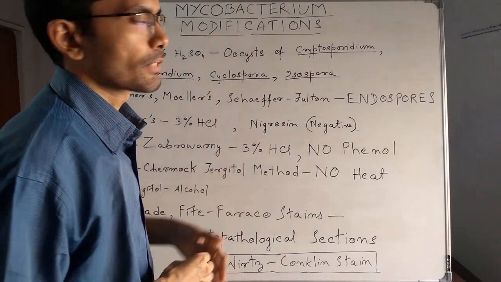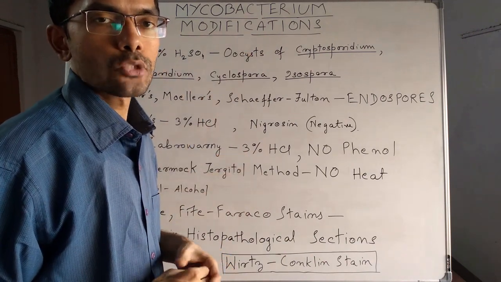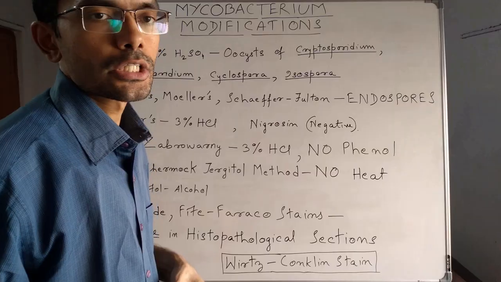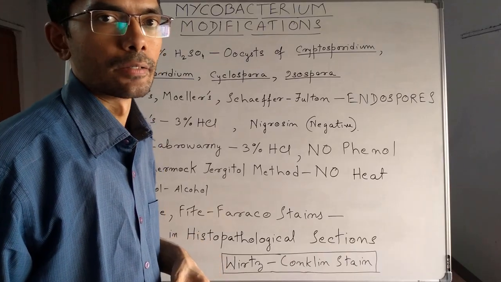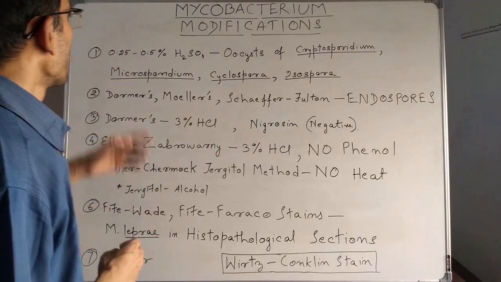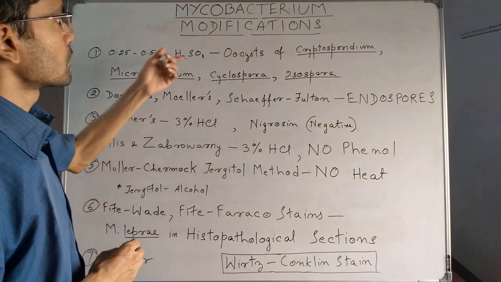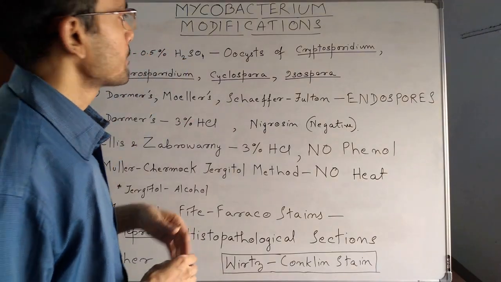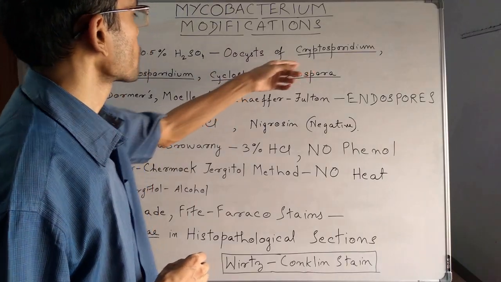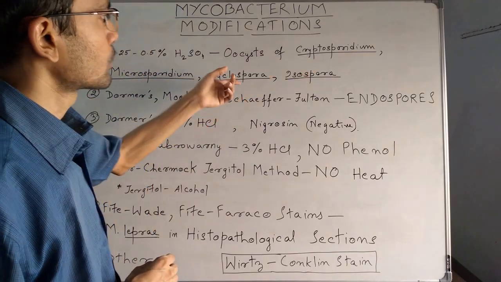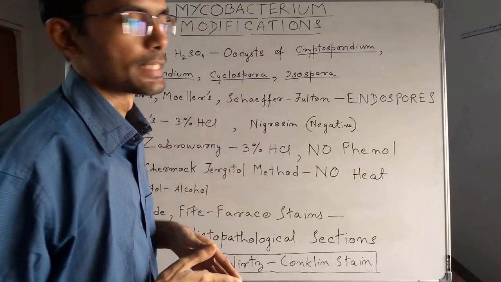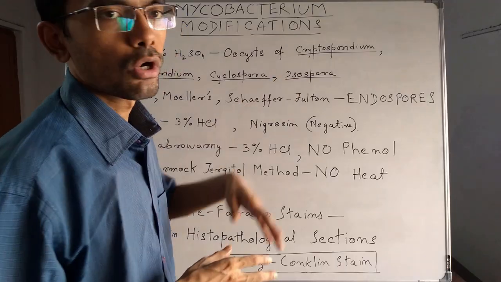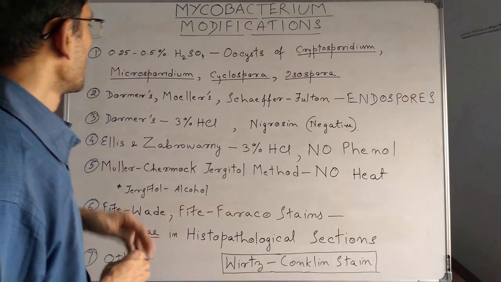These are some other modifications of Zn stain. As we saw earlier, reduced concentrations of sulfuric acid in the decolorizer widens the scope of Zn stain. Similarly here, 0.25 to 0.5% sulfuric acid in the decolorizer helps us stain oocysts of Cryptosporidium, Microsporidium, Cyclospora and Isospora. These are all unicellular parasites. And Isospora is now called Cystoisospora.